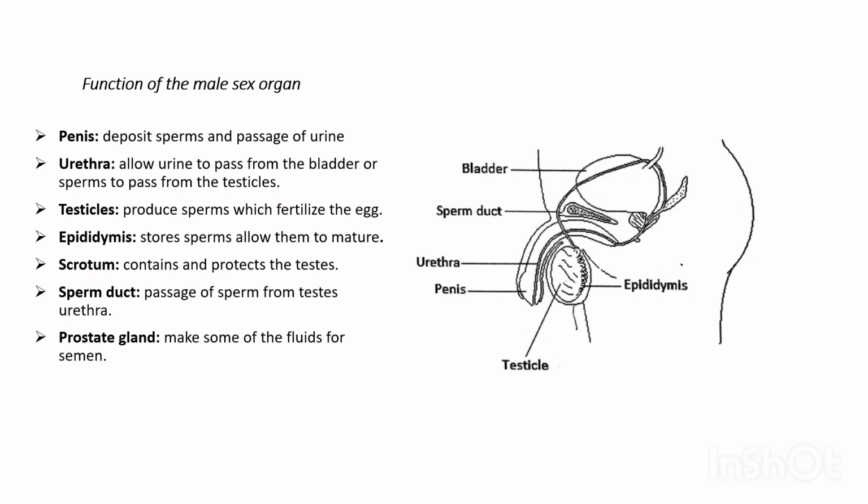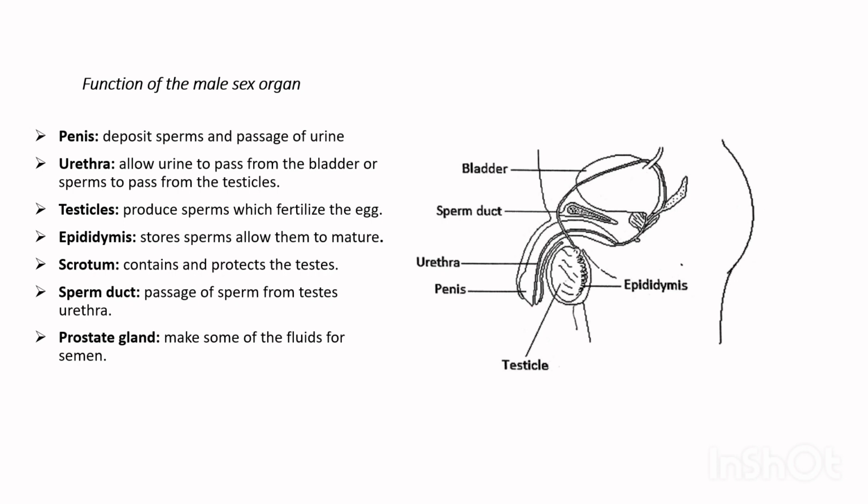So the function of the penis is simply to deposit sperm and the passage of urine. Okay? Deposit sperm and the passage of urine. We move to the urethra. The urethra allows urine to pass from the bladder or sperm to pass from the testes. So let me just make it simple.